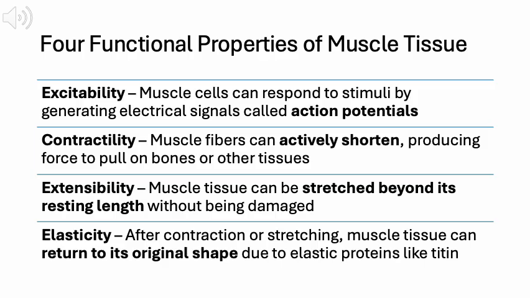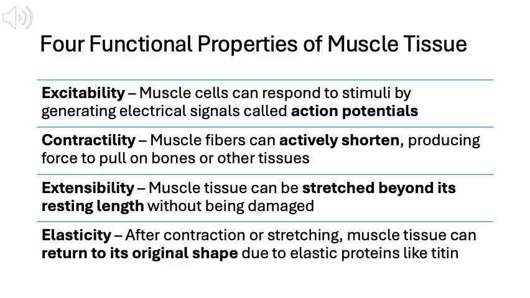Muscle is defined by four essential properties. Excitability means muscle can respond to signals, usually from nerves, by generating electrical changes. Contractility is the ability to actively shorten and generate force, which is what makes movement possible.